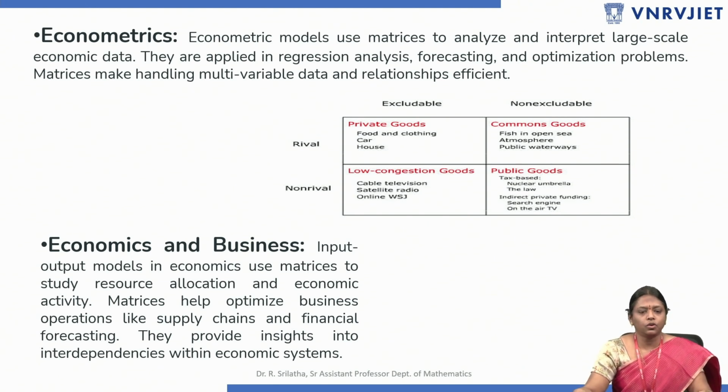And similarly, when we're moving on to both economics and business here, input and output models in economics, we mainly use matrices to study resource allocation and economic activity. So here matrices help to optimize business operations like supply chains and financial forecasting. They provide insights into interdependencies within the economic systems.